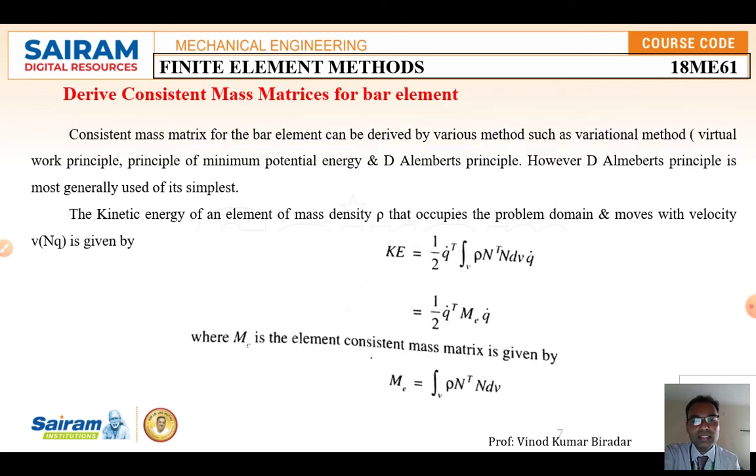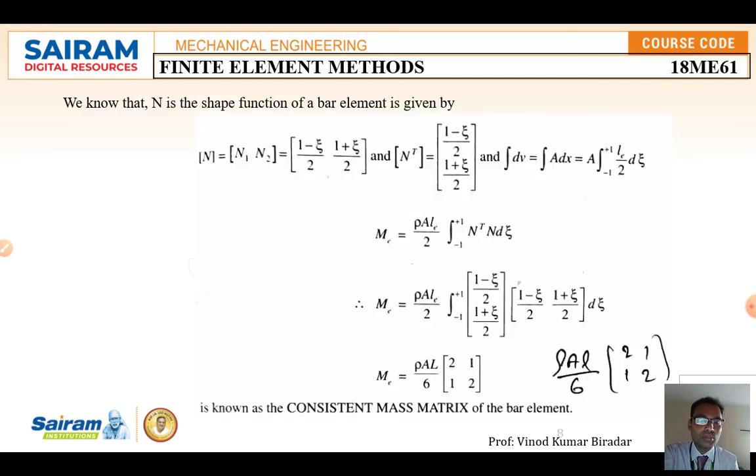First, you have to remember this equation: the kinetic energy of a given small element is half of q dot transpose M q dot. This mass matrix is equal to the integration of mass density into N transpose N dV. Now we have the standard formula, the shape function, substituted in this equation, so you get those values.